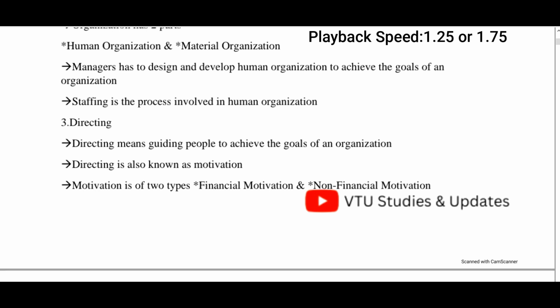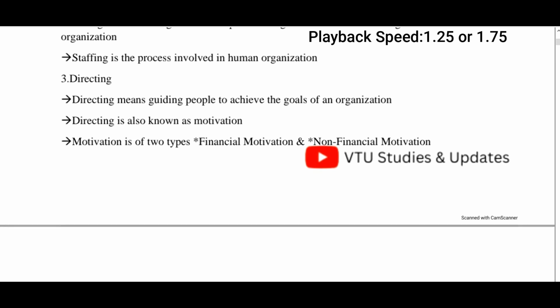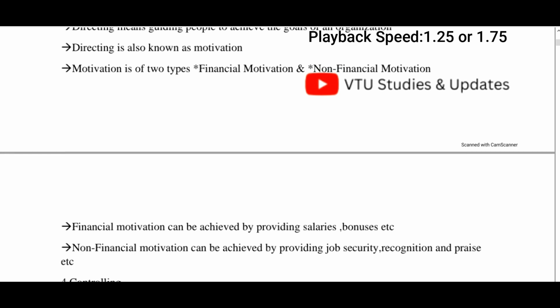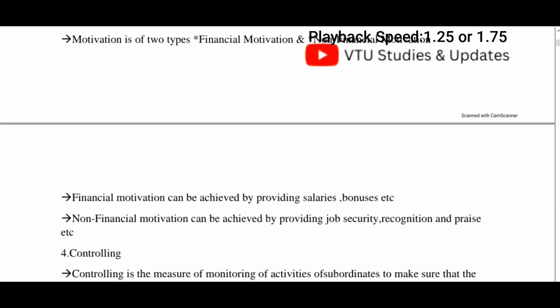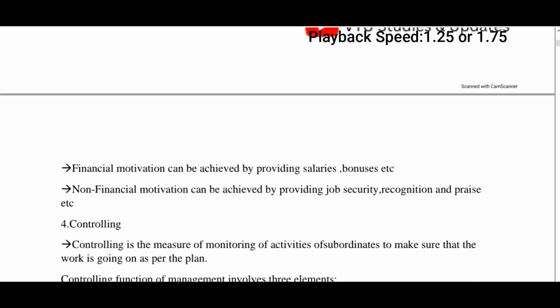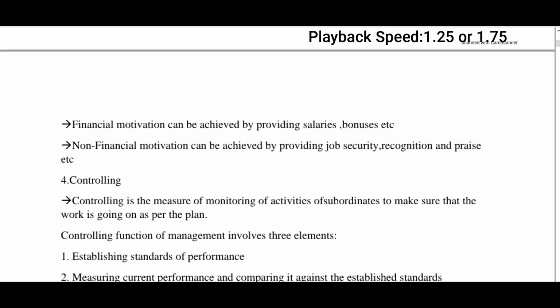There are two types of motivation: financial motivation and non-financial motivation. Like how an employee can be motivated. Financial motivation is like we can provide them salaries and bonuses. We can say that we will increase your salary or bonus if you perform some specific task in this period of time. Non-financial motivation is like job security, recognition, and praise. If you perform this job, we'll give you a secure job. You get recognized in the company, or you get an appraisal by the top level management.